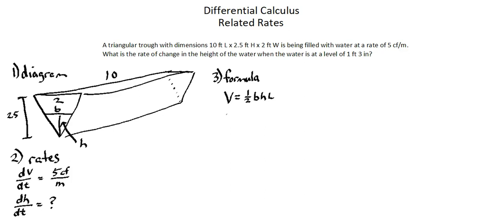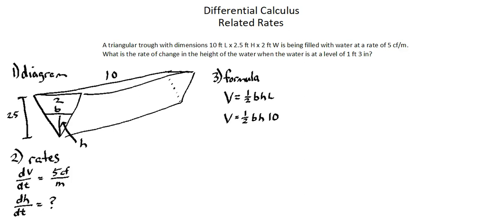Now the volume I'm working with isn't the volume of the trough. It's the volume of the water at its current level. And that level is changing, thus I'm using a derivative. So I'll start by creating my equation given the fixed measurements: 1/2 times base times height times 10. The length of 10 is unchanging, but the base of the water is changing and the height of the water is changing. In particular, it's the height that I'm focused on.